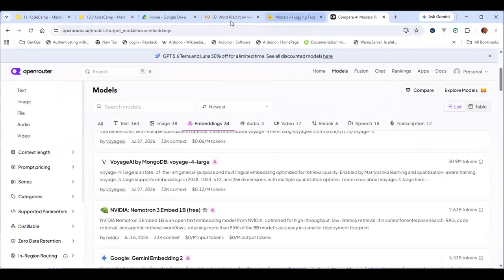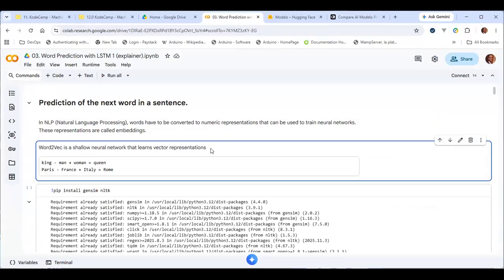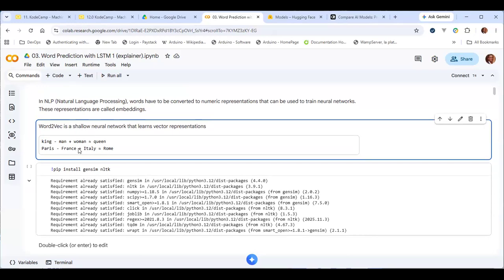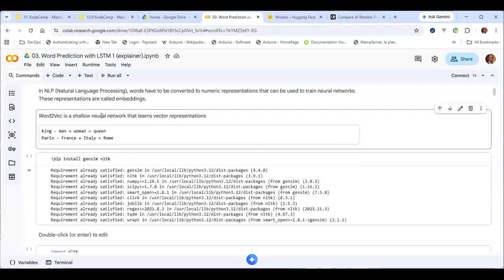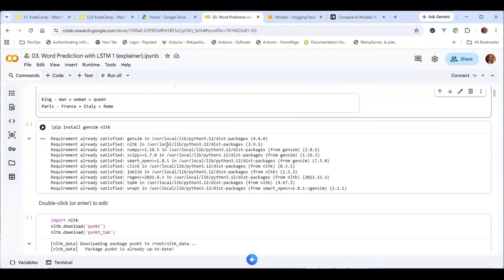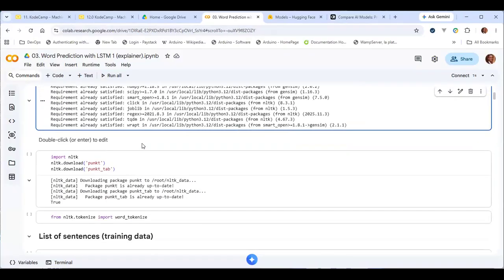So embedding models are models that will generate a vector representation of whatever word or sentence or paragraph you give to it. But those ones are for real life if you want to do really heavy stuff. For the purpose of classes and training, we have Word2Vec. Word2Vec is basically a shallow neural network that has been trained, so it learns vector representations.